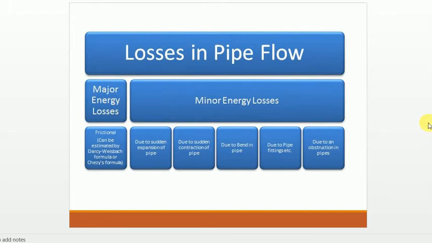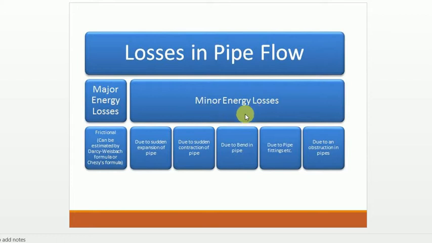So hi friends, in this lecture we'll discuss the losses in pipes, in particular the minor energy losses in a pipe. Already we have discussed the different losses in pipes, major loss and minor losses. Major loss is the head loss due to friction, and we have derived the Darcy-Weisbach equation and seen some problems based on it and how to overcome these frictional losses.